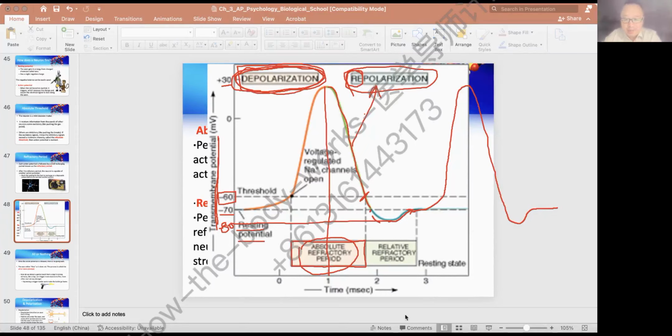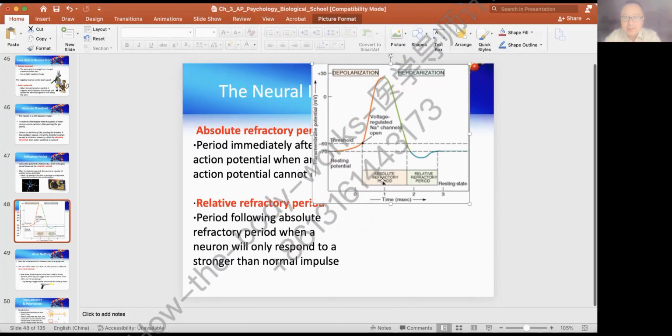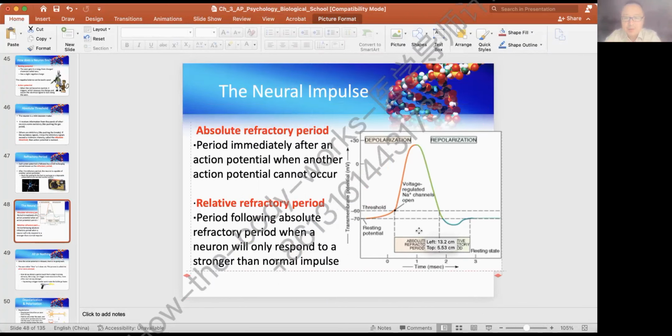Let me just check. Okay, but first I would like to wipe this ink. Okay, wipe them away and then make them to the previous condition.